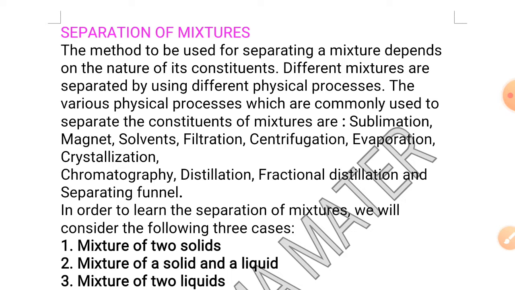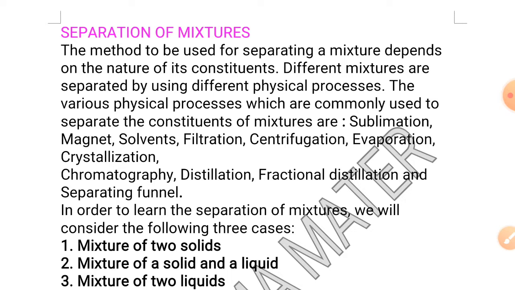For example, if you want to separate small stone pieces from seed grains, to obtain a pure sample of a substance, or it can be to obtain useful constituents. We know that from crude petroleum we separate petrol, diesel, kerosene and many other products. So different mixtures are separated by using different physical properties.